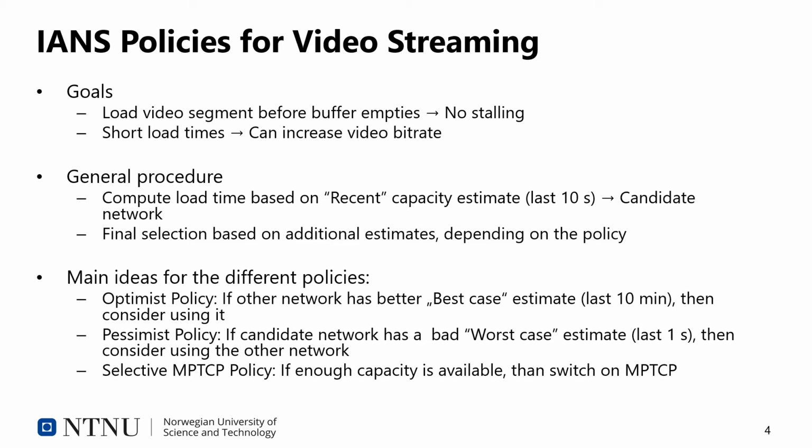The third policy, the selective MPTCP policy, mitigates the fact that MPTCP performance might be affected if not enough capacity is available on one of the interfaces. Thus, this policy uses MPTCP selectively when enough downstream capacity is available. Otherwise, the policy falls back to the usage of the network with the highest downstream capacity.